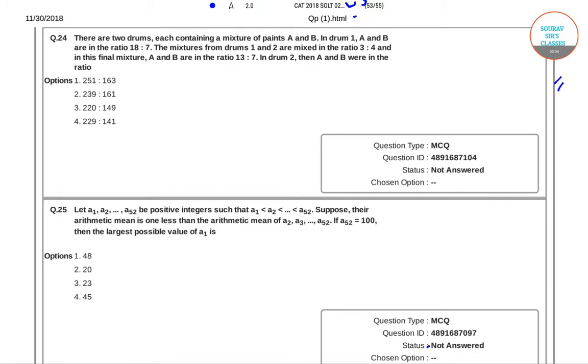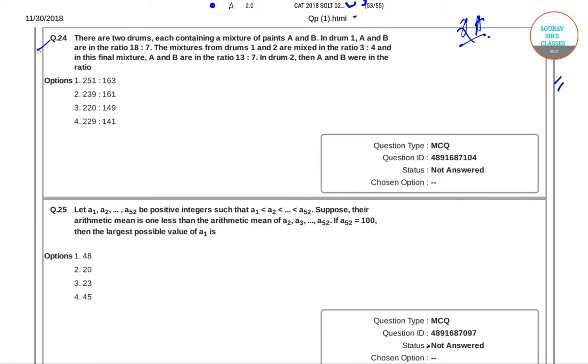In today's session, we will be solving questions from the CAT 2018 question paper. We will be solving questions which came in slot 2, which is the afternoon session of the CAT exam. So let us start off with the questions. This session will be focusing on questions from the Quantitative Aptitude portion of the paper. So without wasting much time, let us get into the questions.